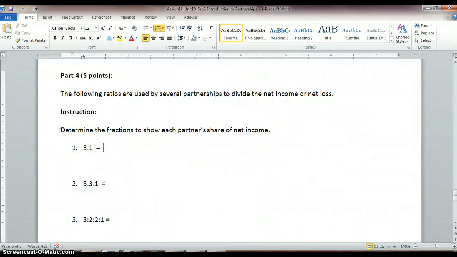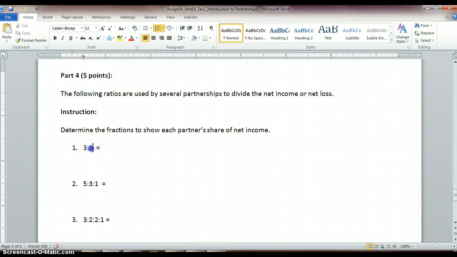So the instructions tell us that we need to determine the fractions in order to show each partner's share of net income. So we're talking about partnerships, and we're talking about what each partner has contributed to the business to determine their share then of the net income. So for instance, if there's two partners and their share is 3 to 1, how you can determine a fraction out of this is actually pretty simple.